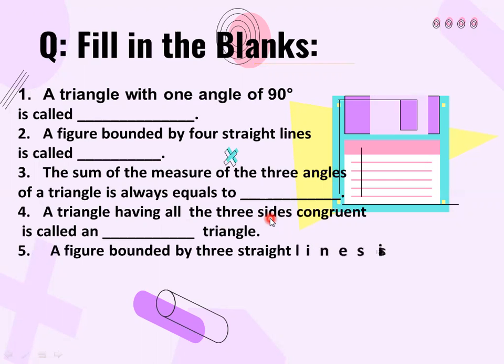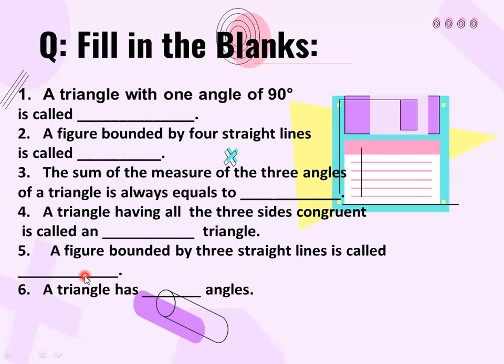Now, number 5, a figure bounded by three straight lines is called dash. What will be the answer of this one? Yes, the answer will be triangle. So, triangle is a figure that is bounded by three straight lines. The last one is a triangle has dash angles. How many angles a triangle has? Yes, a triangle has three angles. Okay, a triangle has three angles, right?